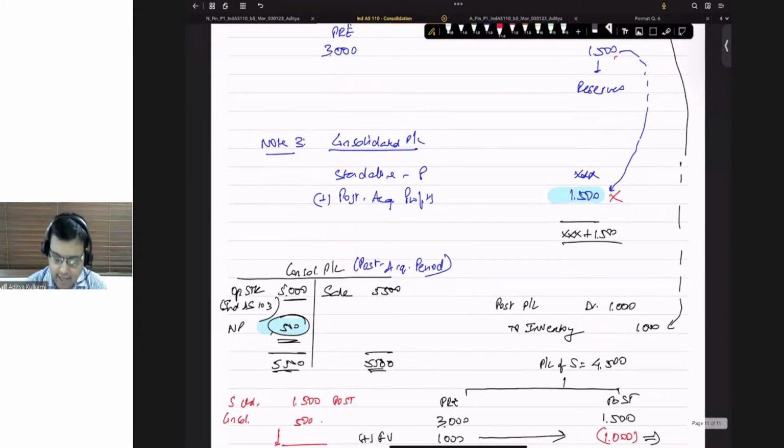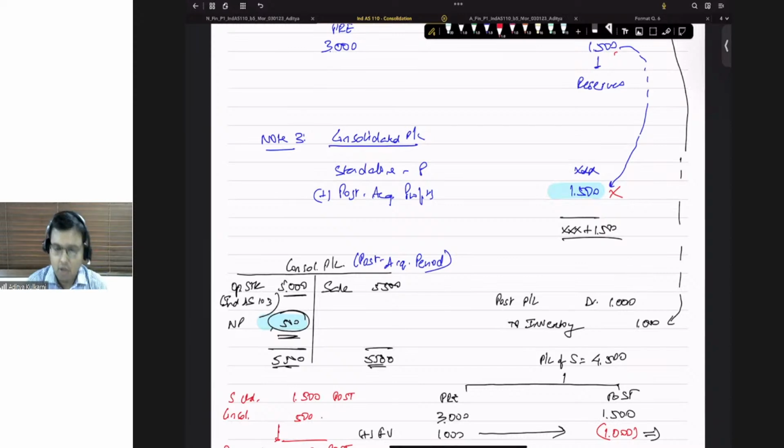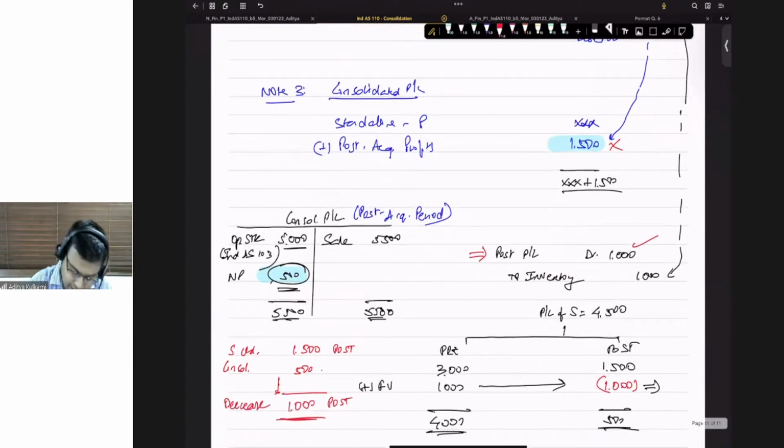So if I have to recognize 500 only, it is a post period adjustment. So my entry will be post P&L account debit 1000. So 1500, S Limited's profit, which is 1500 post acquisition, will come down to 500, which is exactly this figure of 500. अच्छा, post P&L तो सर आपने डेबिट कर दिया 1000. What are you going to credit?